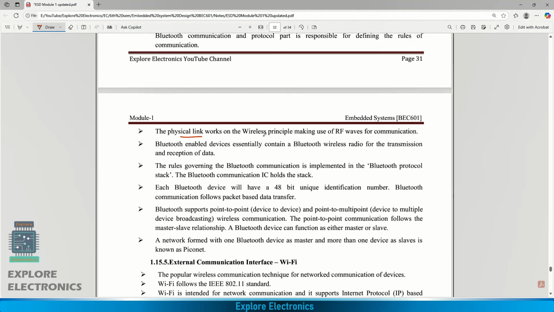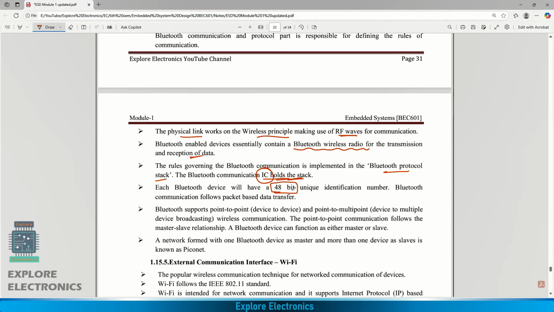So physical link works on the wireless principle, making RF waves to communicate. Okay, and Bluetooth enabled devices especially contain a Bluetooth wireless radio. It should have this wireless radio for transmission and reception. And Bluetooth rules, whatever the protocol contains, will have a Bluetooth protocol stack. The Bluetooth communication IC holds the stack. Means there will be a Bluetooth IC inside that will manage just the communication.